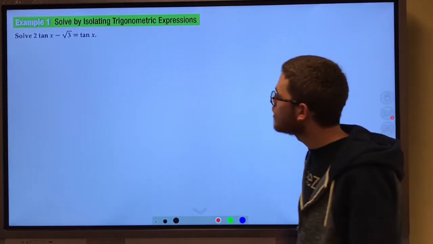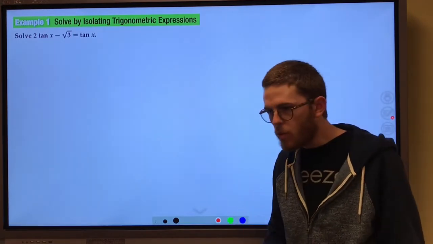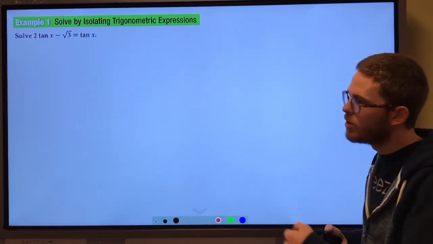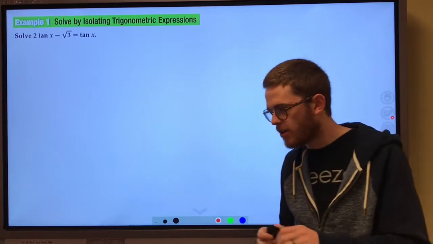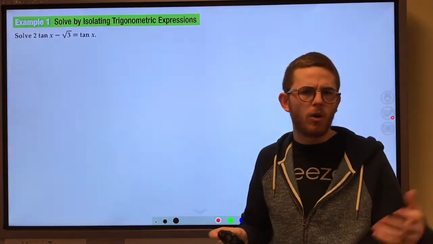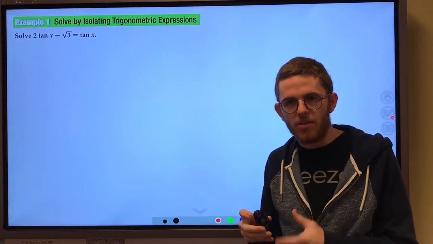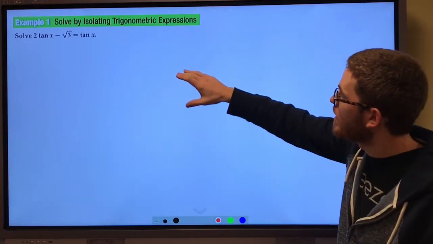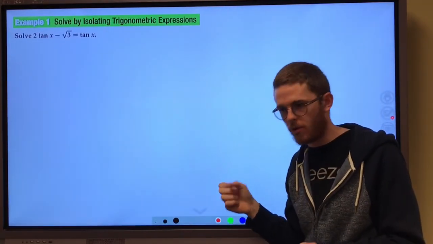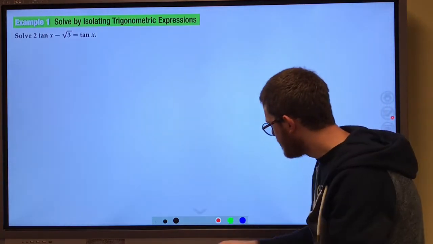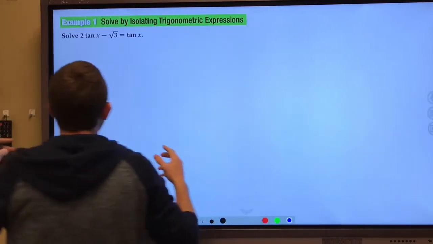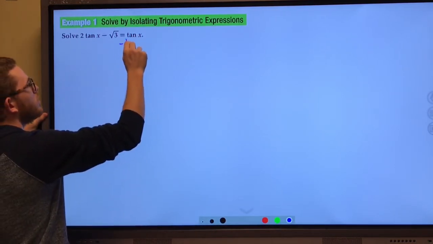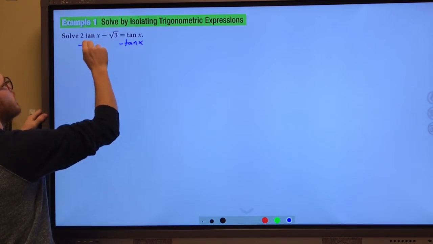So we're looking at some basic ones right here where we only have one trig function present. So when we're only seeing one trig function, whether it's tangent or cosine or sine or anything like that, the main goal here is we're going to isolate that trig function and see what it's equal to. Now we'll get into more complicated ones that have multiple trig functions, but here I'm going to try to get all the tans to the same side. So I'm going to subtract tangent of x from both sides.